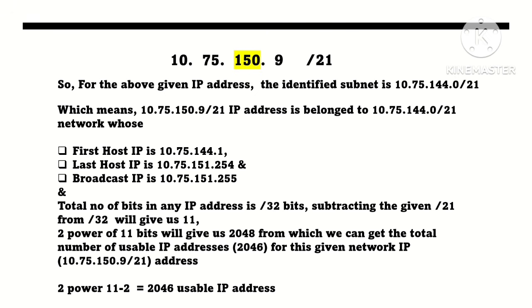That is, 2 power 11 minus 2 will give you the usable IP addresses for this particular subnet. That is what I have explained here. So 2 power 11 minus 2 will give you 2046, which is the total number of usable IP addresses. Hope you understand how to identify a subnet for any given IP using the secret block.